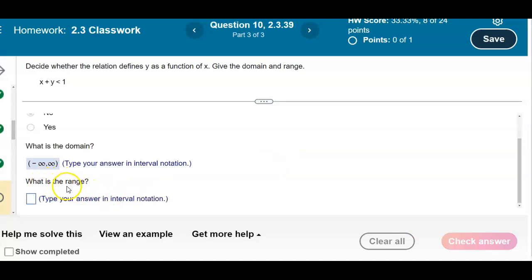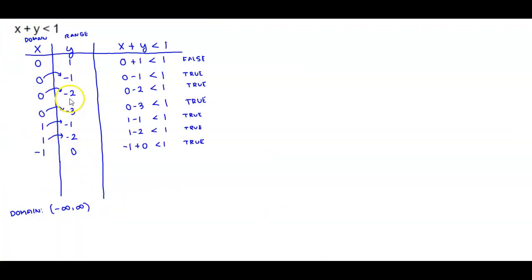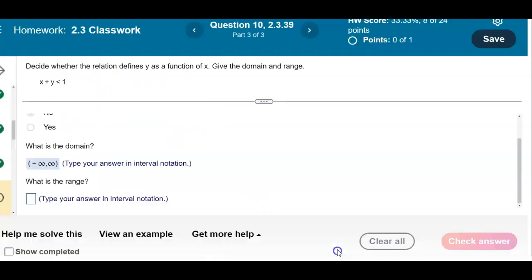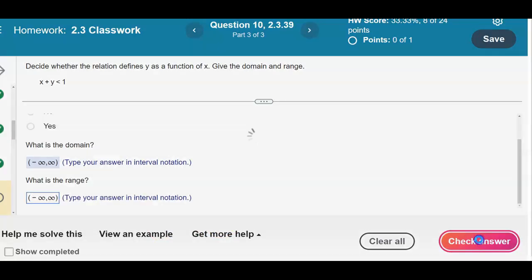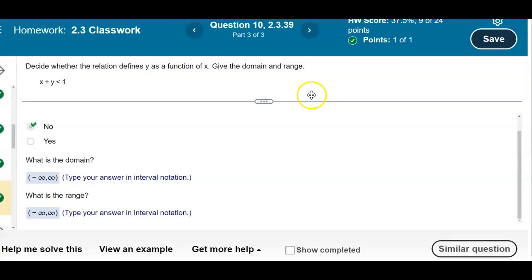Now let's determine what would be the range of this function. Well, just like the domain, we can pick any value that's either 0, negative, or positive for y. So the range is also going to be -infinity to +infinity. So let's go ahead and put in our result. We have parenthesis -infinity, comma, +infinity with a parenthesis. Check our answer, and then there is our result.